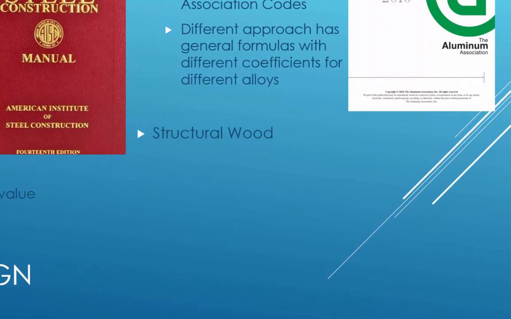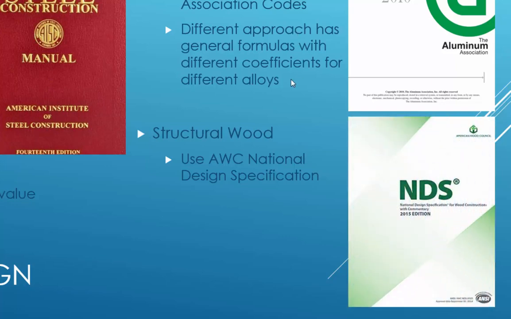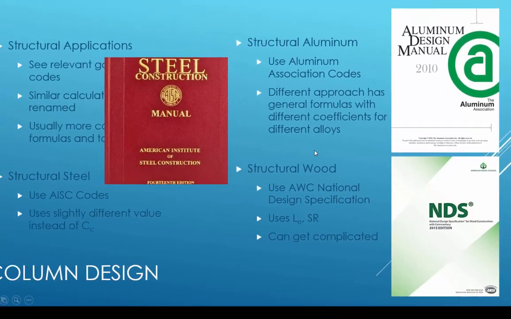When it comes to structural wood, I had to use this in a project of mine this past year, and you use the American Wood Council National Design Specification, and that looks something like this. And going through that, they still use effective length and the slenderness ratio. Those things are still applicable in all of them. They just might be called something different, and you'll still do those kind of calculations, and then there's more to go beyond that, and it often gets complicated for any of them.